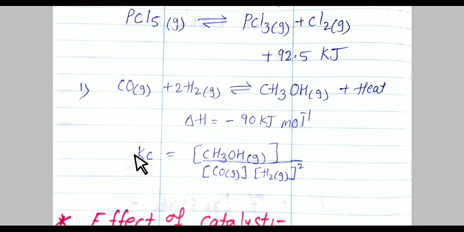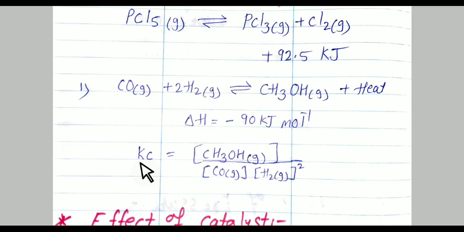Student, whenever there is an increase in temperature, equilibrium shifts to the left-hand side. If equilibrium shifted to the left-hand side, it means that the concentration of reactant increases and the concentration of product decreases. And Kc is inversely proportional to the concentration of reactant and directly proportional to the concentration of product. If the concentration of reactant increases, Kc decreases. So what is the conclusion actually? With an increase of temperature, the value of Kc decreases.